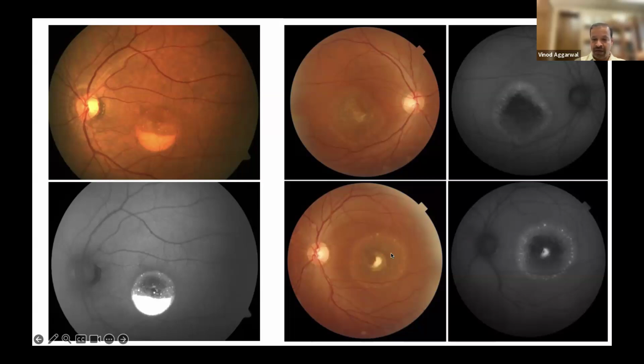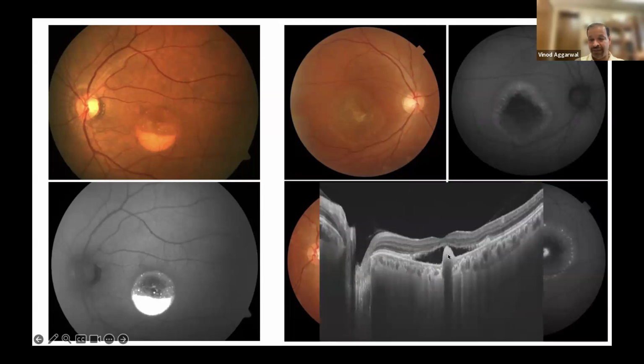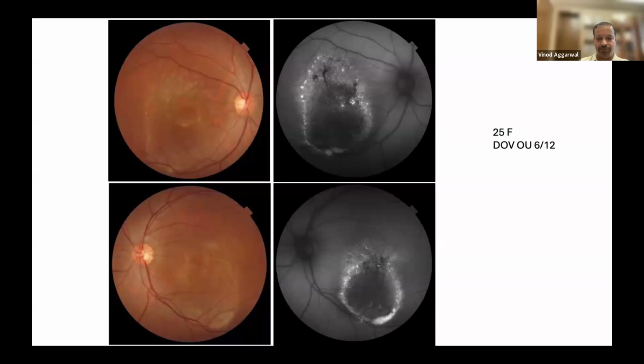So at times you will see a central white lesion like this, which is hyperautofluorescent. And what is very characteristic of these patients is that when you do an OCT through this particular white lesion, you'll see something known as a fibrotic pillar, which is very characteristic of the vitelliruptive stage and may give you a clue to the diagnosis in several of these patients.